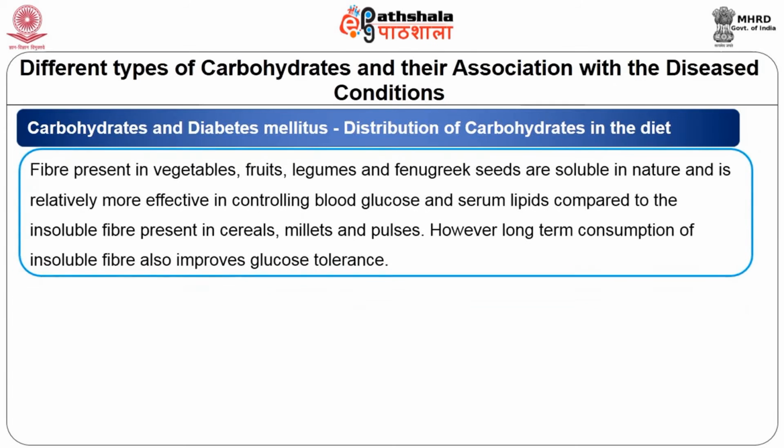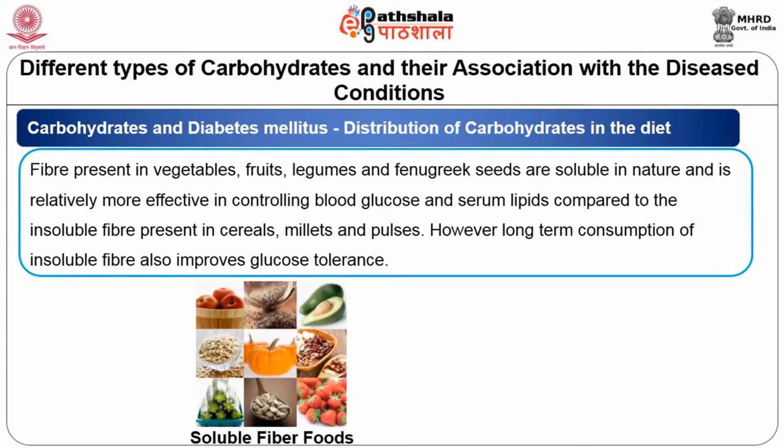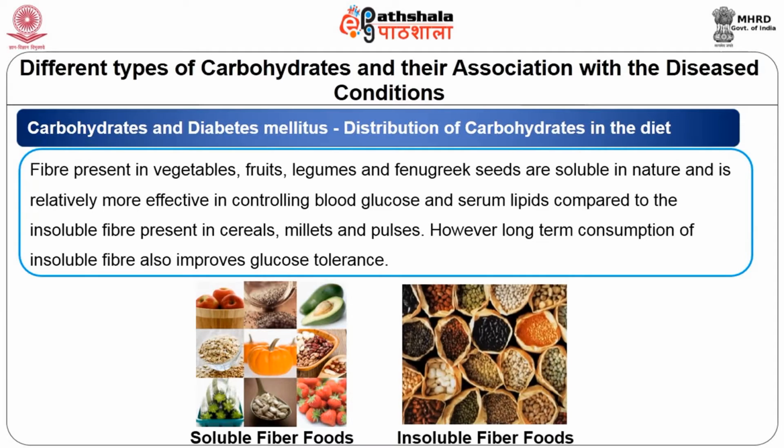Fiber present in vegetables, fruits, legumes and fenugreek seeds is soluble in nature and is relatively more effective in controlling blood glucose and serum lipids compared to the insoluble fiber present in cereals, millets and pulses. However, long-term consumption of insoluble fiber also improves glucose tolerance.